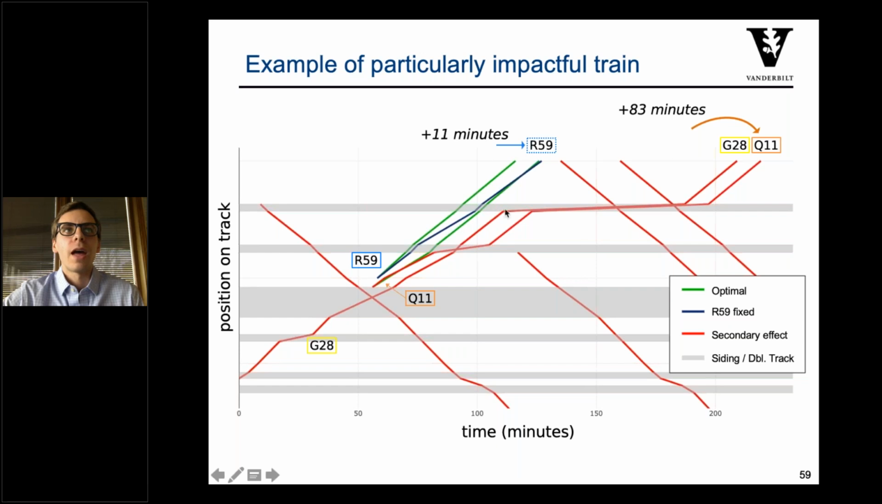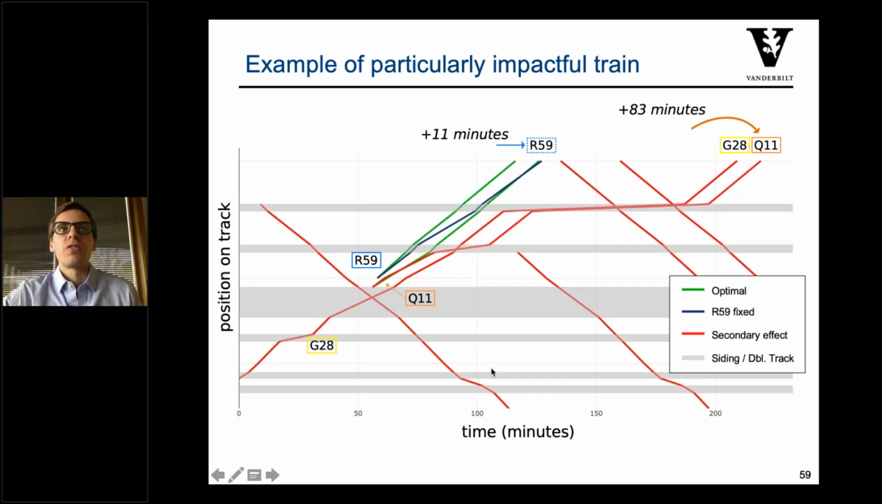And the effect that has is that train Q11 here is required to deviate and hold at a siding such that these two trains coming in the opposite direction may clear before train Q11 is allowed to finish its route. And this is because train R59, by delaying only 11 minutes here, just closed this window before the other two trains needed to get by.